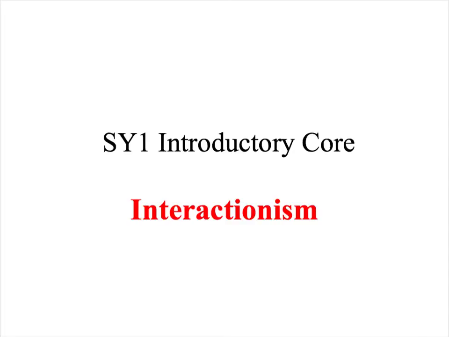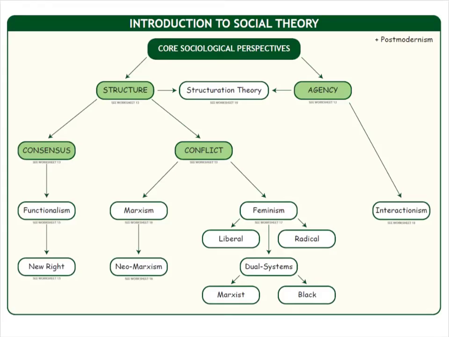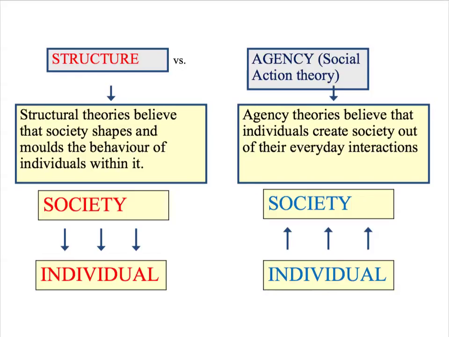In this SY1 screencast, we're going to look at another core sociological perspective called Interactionism. And as we shall see in a moment, Interactionism is quite a different theory to the other perspectives that we've been looking at so far. The three theories that we've looked at so far are all what we call structural perspectives. In other words, they take a top-down view of this relationship between society and the individual and really focus on explaining the overall structure of society and how that shapes and influences individual behaviour.